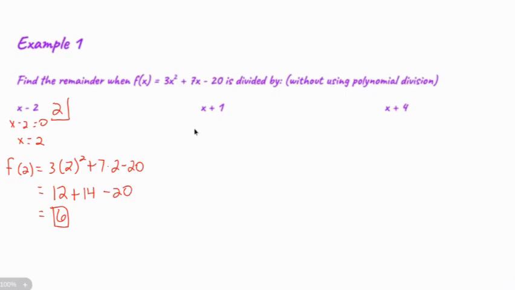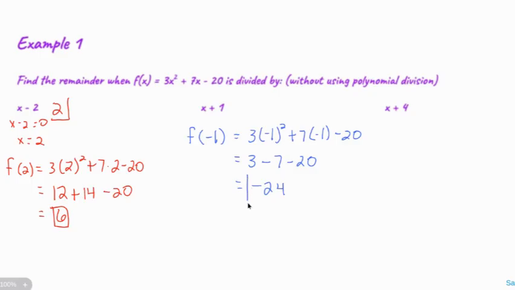Let's try it again. So this time we are doing f of negative 1. So 3 times negative 1 squared plus 7 times negative 1 minus 20. We get 3 out of here. Then we get plus a negative 7, so minus 7 minus 20. We get negative 4 minus 20 is negative 24. So our remainder, if we use synthetic division, would be negative 24.